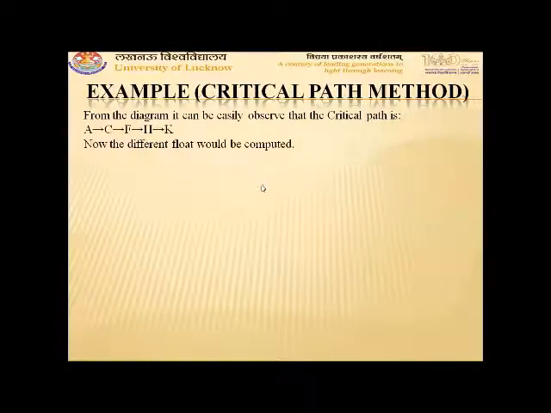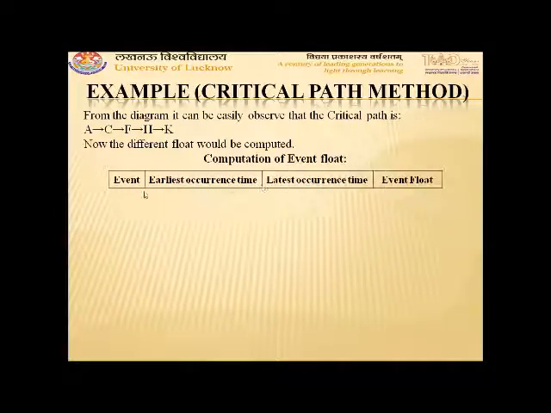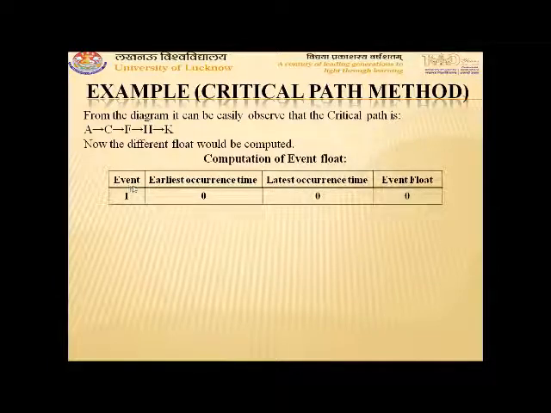So now the different floats would be computed, starting with the computation of event floats. For event floats, we construct a table consisting of the event number, a second column with the earliest occurrence time, a third column with the latest occurrence time, and a last column for the event float. Event float is the difference between latest occurrence time and earliest occurrence time, that is Li minus Ei. For the first event, latest and earliest occurrence times are 0, so 0 minus 0 will be 0. So the event float for the first event is 0.